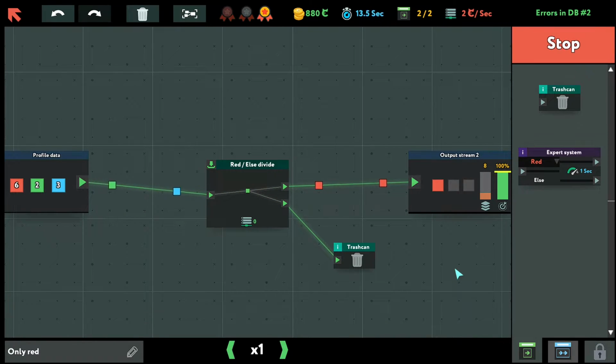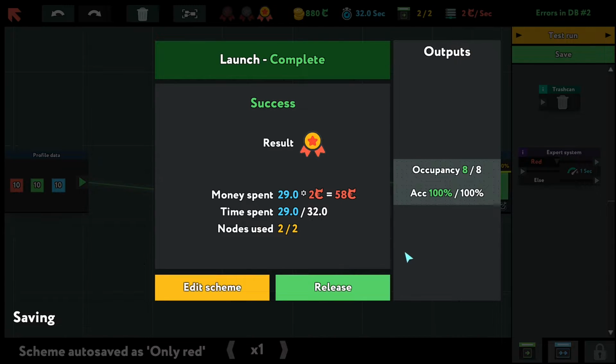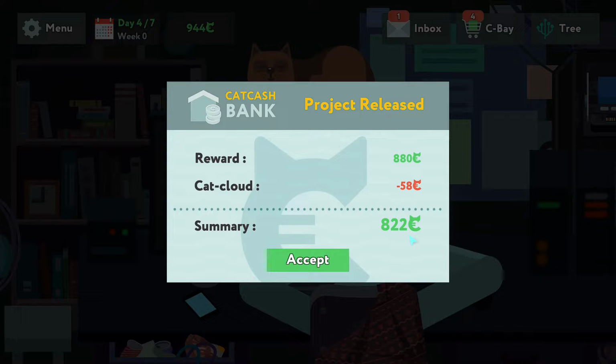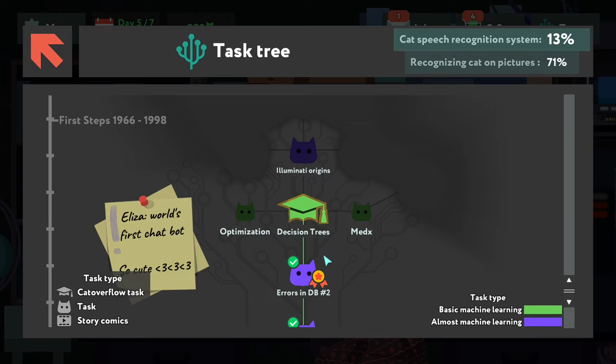That's what they want, is reds over there, so it's going to take forever to get 8 of them, though. I'm going to run out of time. This needs to hurry up. Jeez, barely had any time left. I spent 58 cat dollars on this, and I used 2 nodes, and that's correct. Awesome. Wow, I am making a significant amount of cash.